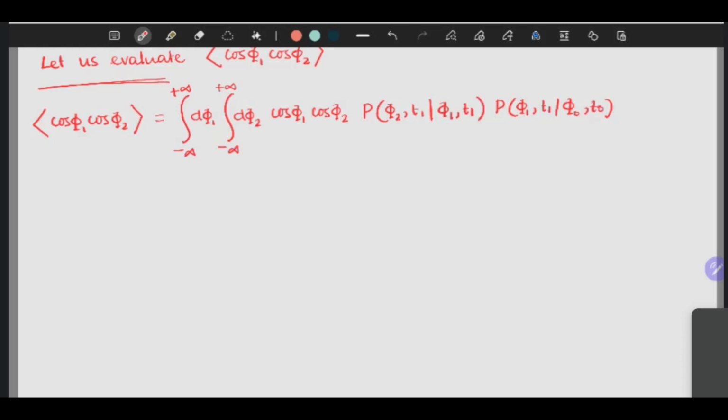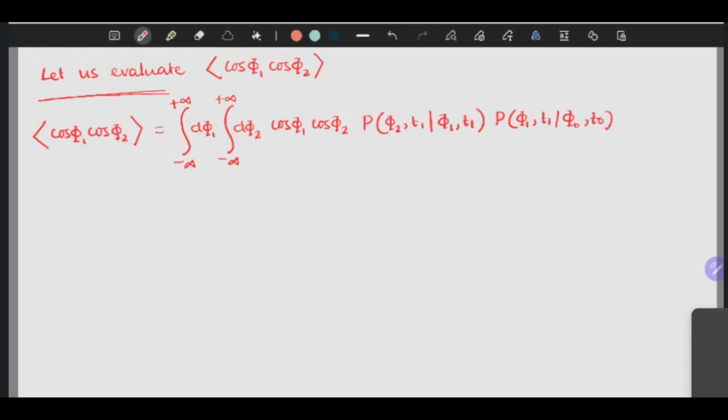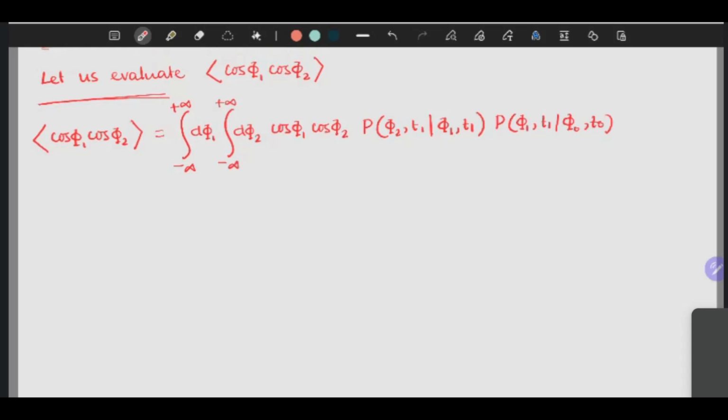Okay, so basically we will get, now, if you take this guy, this will become, so we can do two things. What we can do is we can write cos phi 1 cos phi 2 in terms of this, and we can get this.